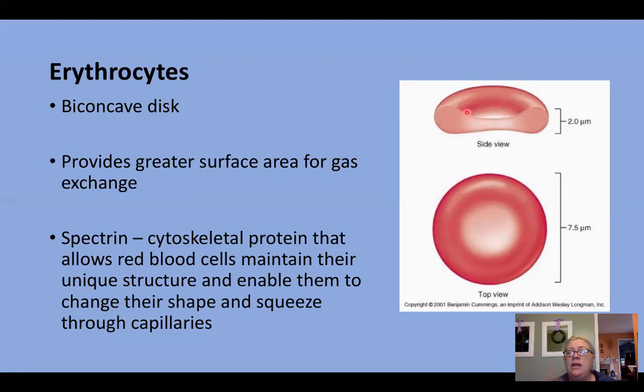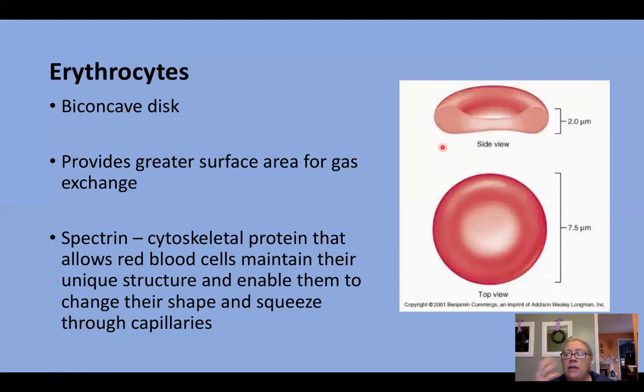If we look at the side view, we take a cut through it, you can see that both the top and the bottom portion kind of dips in, because the center portion used to be where the nucleus was taking up a lot of that area. Now, the biconcave disc is a very useful shape for the erythrocyte for two reasons. The first is that it actually provides a lot of surface to volume ratio. So there's a lot of surface area compared to the volume that is inside the cell.